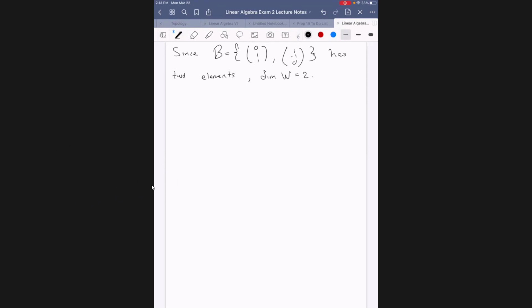What about the second part? W is the set of all vectors that look like (2b, b, 0), such that b is a real number.